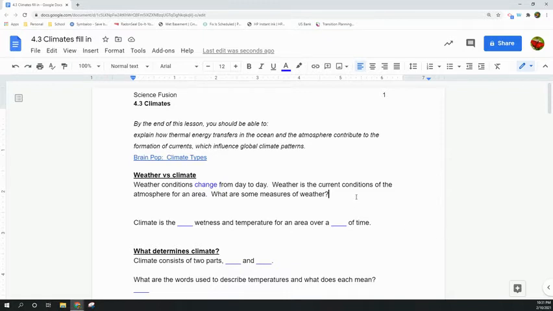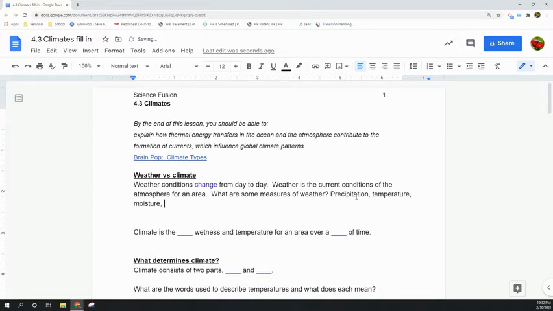So when we talk about measurements of weather, we're going to talk about precipitation. We're going to talk about temperature. We're going to talk about moisture. Okay, and we're going to talk about atmospheric conditions. In other words, what's the sky look like? For climate, it is the average of these things over a long period of time.